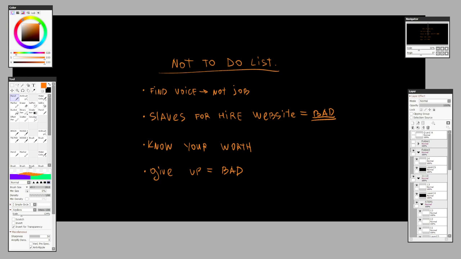And the final one, my favorite one: don't give up. I'm going to say it right now, AI or any other reason that might be standing in the way between you and your creative career is not a good enough reason to quit and not pursue your dream job, right?